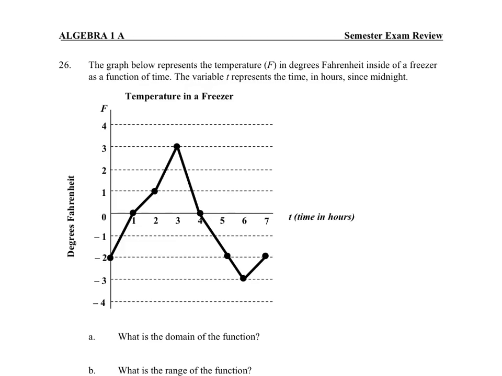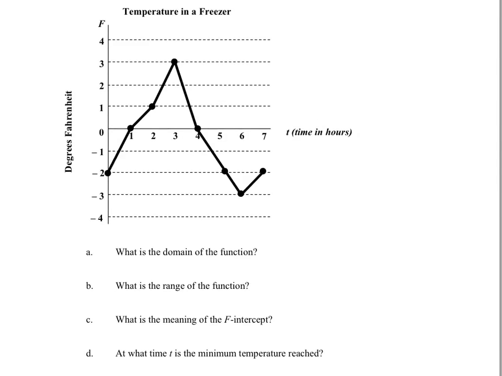Question 26 says the graph below represents the temperature F in degrees Fahrenheit inside of a freezer as a function of time. The variable T represents the time in hours since midnight. So we have our graph, and our first question is, what is the domain of the function? Well, the domain is all the values of x that this graph covers, which is between 0 and 7. So our domain is going to be 0 is less than or equal to t, which is less than or equal to 7. You can also write it as 0, 7 with brackets because it includes 0 and 7.